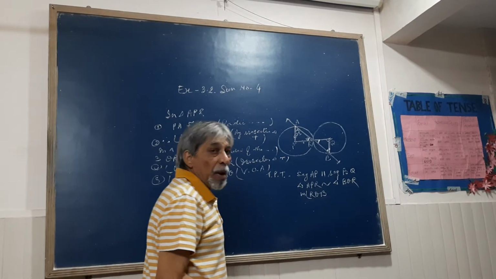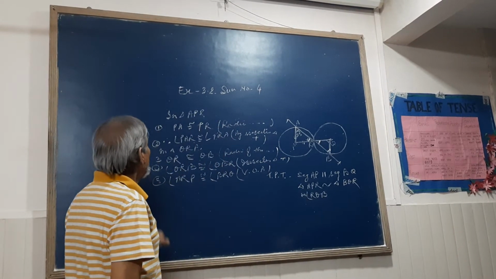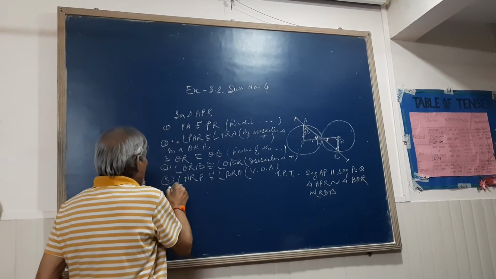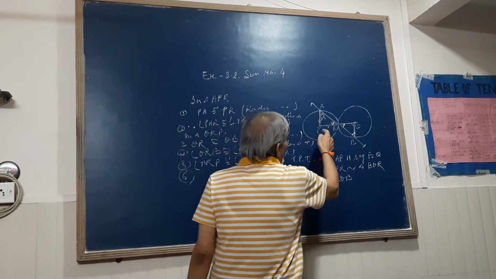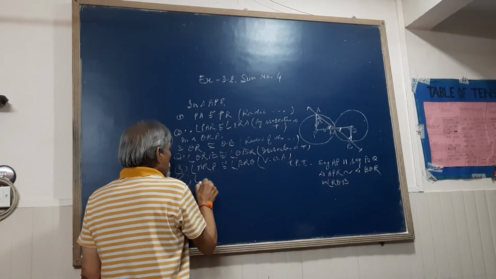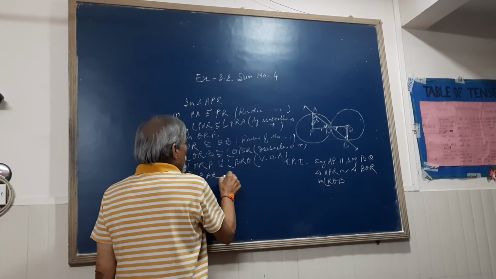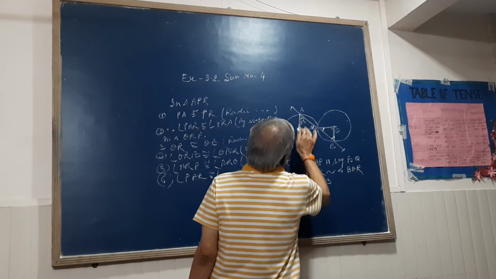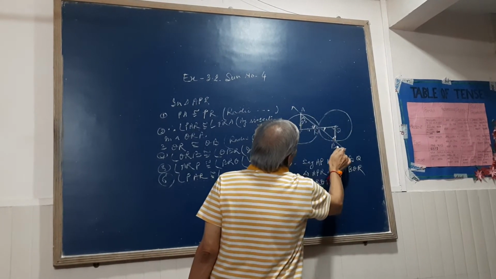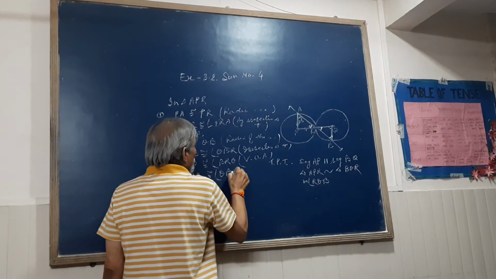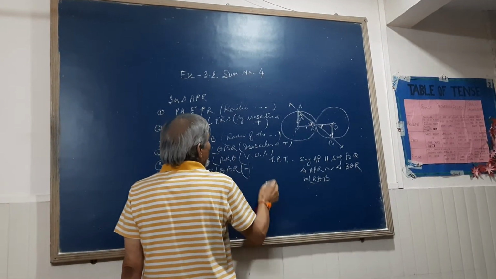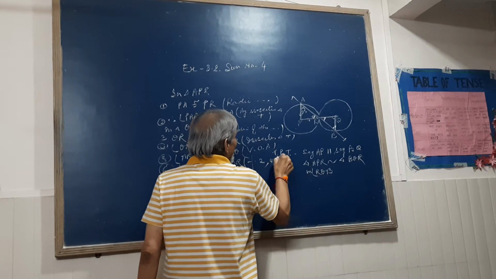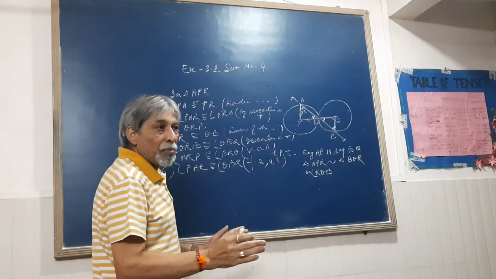So by transitive property, equating the statement numbers 2, 4 and 5, you will get angle PAR is equal to QBR from statements 2, 4 and 5. This is transitive property, first, second, third.